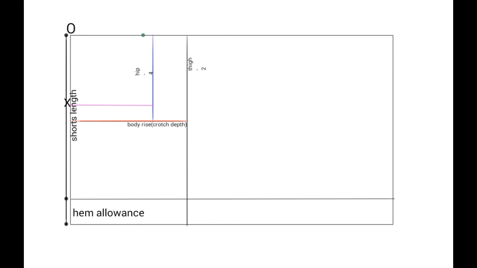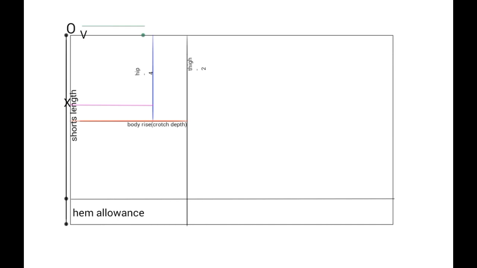Then you take your waist to hip. That's my X, the pink line, and make sure that you mark it. It would never be on the crotch line. It would always be above the crotch line. So square it out. Then the next thing you'll be doing is your waist divided by 4.